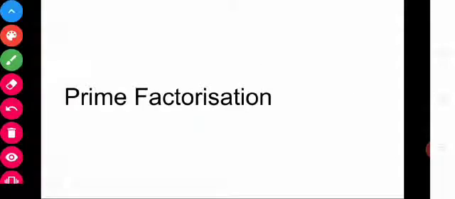Today class Maths 4, Grade 6. Chapter 3, Playing with Numbers, Part 7. Today we are going to discuss prime factorization.